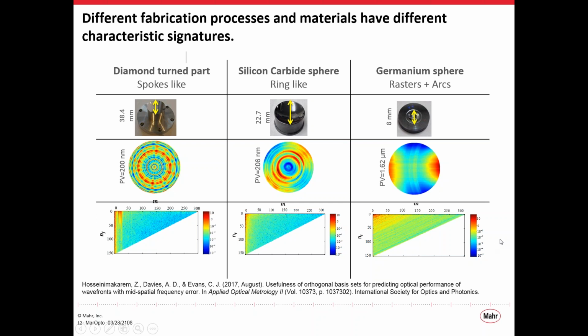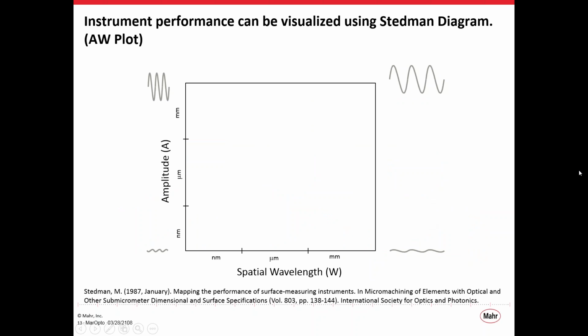But in order to get that data, you need some way to measure it. Before going on and talking about the different ways we have of getting that data, I'd like to talk about a way of looking at the measurement systems. Every instrument that profiles a surface has some range and resolution, both in the lateral and the vertical directions. One way of visualizing that is a Steadman diagram.